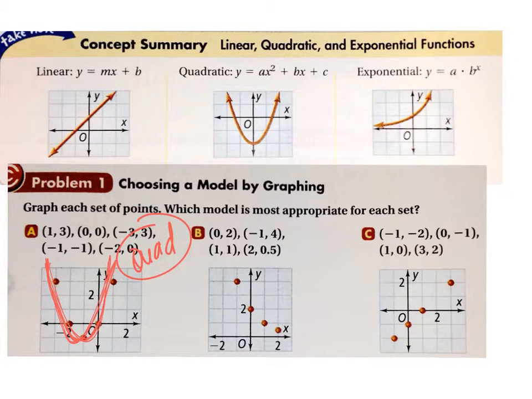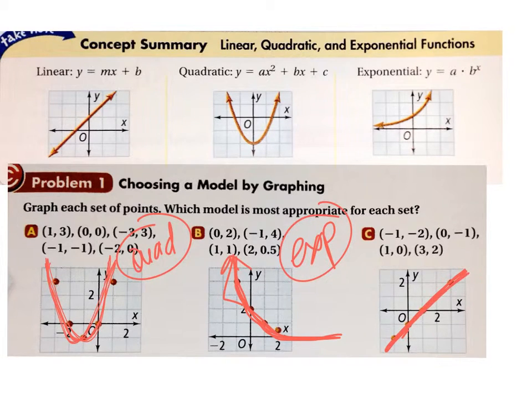And then if you'll look at B, you can see a curve down. So this one's going to be exponential. And then if you'll look at C, those points are in a straight line. So that one's going to be linear. Okay?